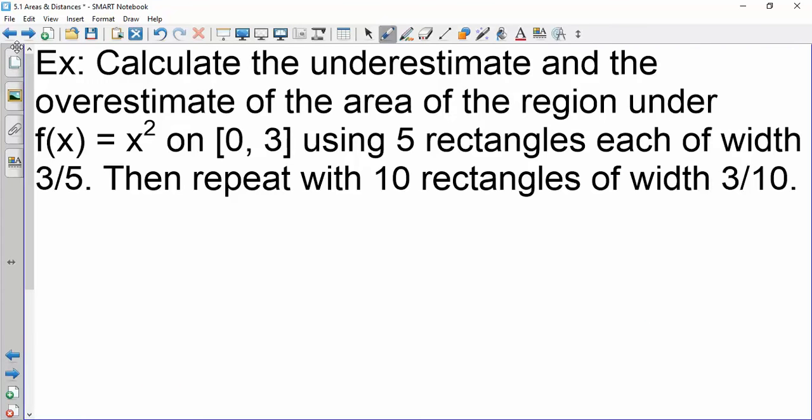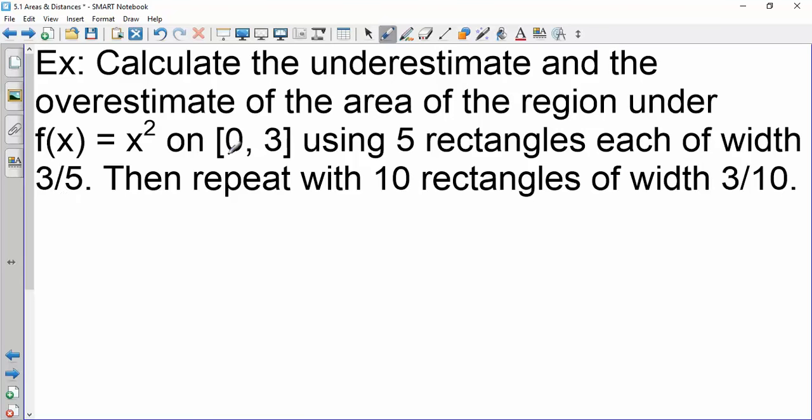All right, so here is our first problem that I want to do. I want to find the under and over estimates of the area under the curve f of x equals x squared on the interval 0 to 3. First, we're going to use 5 rectangles, and the key on this, we're going to do equal width on all of our rectangles. We don't want one huge rectangle and then one really skinny one.